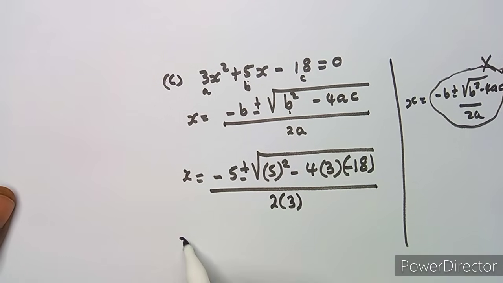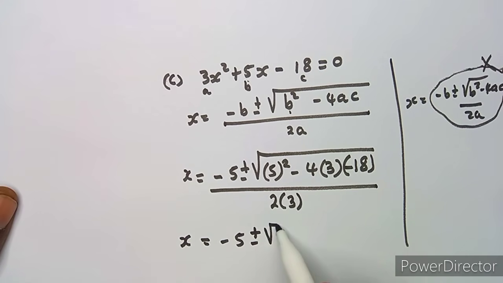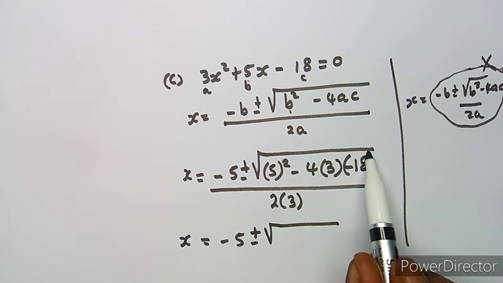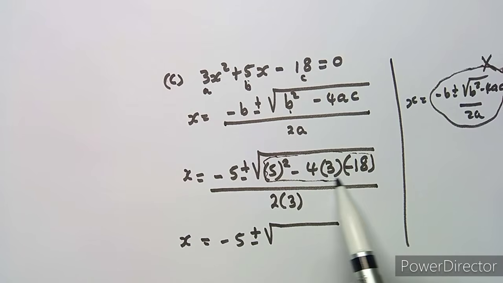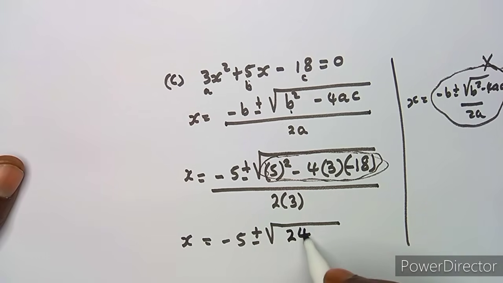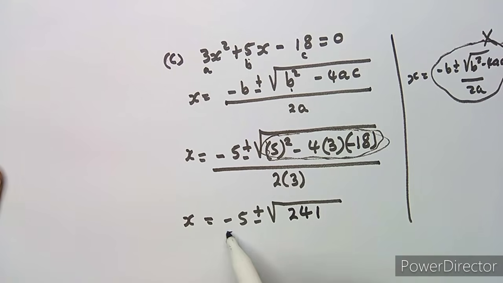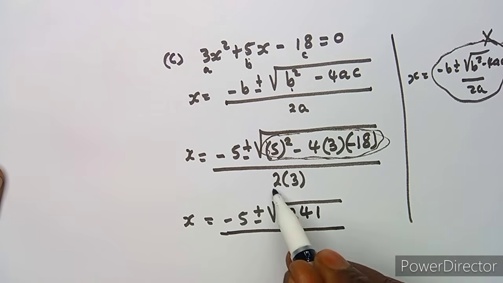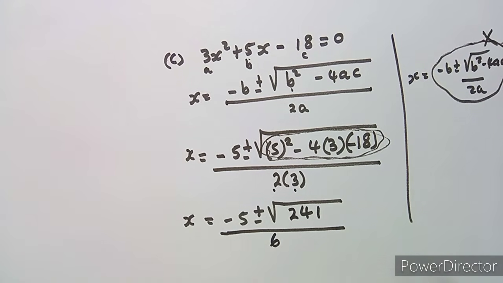So this is going to give us minus 5 plus or minus the square root of. What I want you to do is to use your calculator to simplify the part under the square root alone, because it's very important to show what you have under the square root. In this case, we are going to obtain 241, everything over 2 times 3, which is 6.